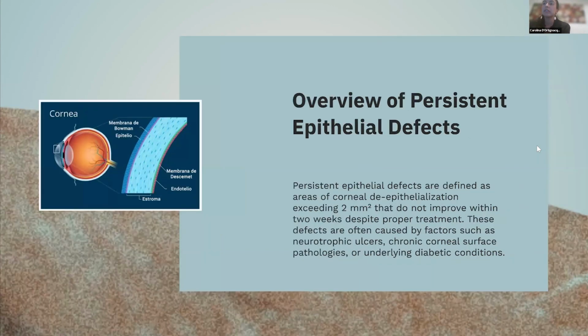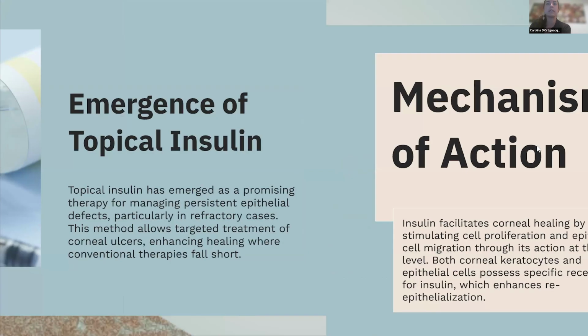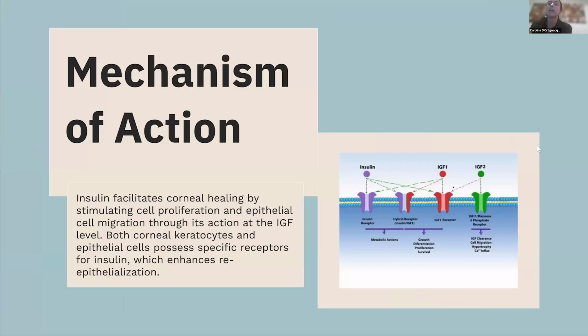So topical insulin has emerged as a promising therapy for managing persistent epithelial defects, particularly in refractory cases. This method allows targeted treatment of corneal ulcers, enhancing healing beyond conventional therapies. The mechanism of action is that insulin acts on keratocytes and epithelial cells, which possess specific receptors for insulin. So this enhances re-epithelialization.